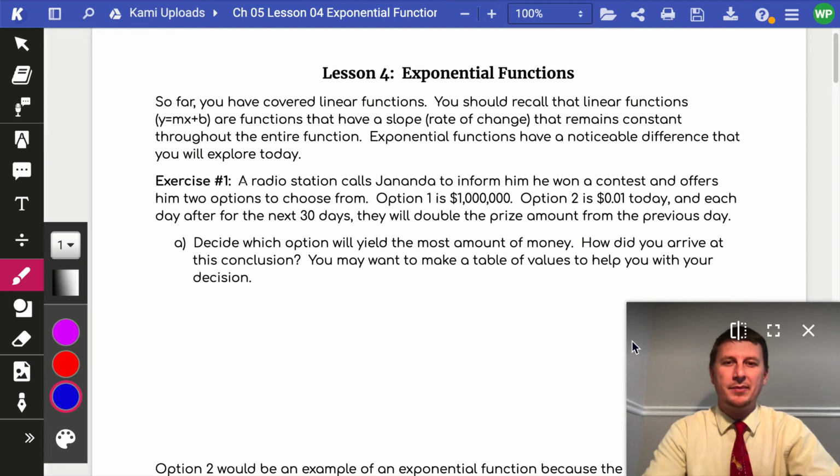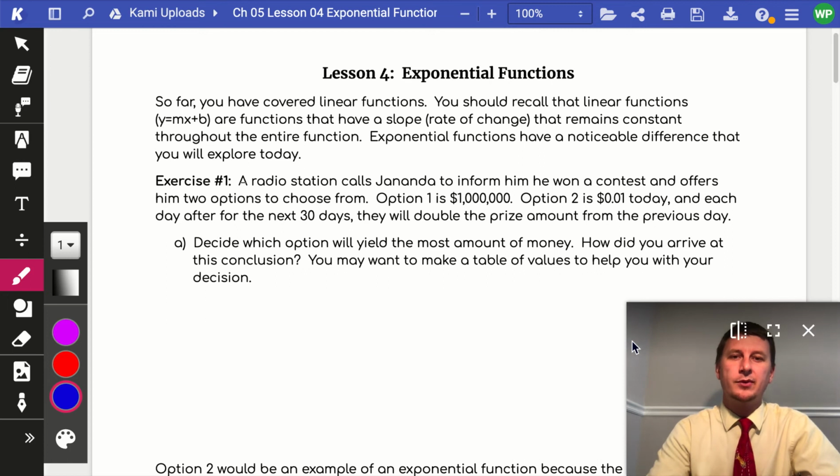It says in the top introduction paragraph that so far you have covered linear functions. You should recall that linear functions, y equals mx plus b, are functions that have a slope, or rate of change, that remains constant throughout the entire function, which means the rate of change is always the same throughout a linear function. Exponential functions have a noticeable difference that we're going to explore right now.